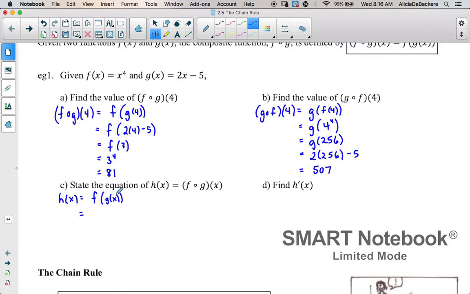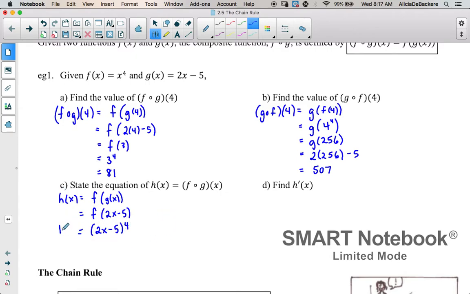So g there. So I'm going to take the equation for g at x, that's 2x minus 5. And I'm going to plug it into the f equation. That means wherever I see an x in the f equation, I'm going to replace it with this whole expression in brackets. And so there's actually only one x in the f equation. I'm going to replace it with 2x minus 5.